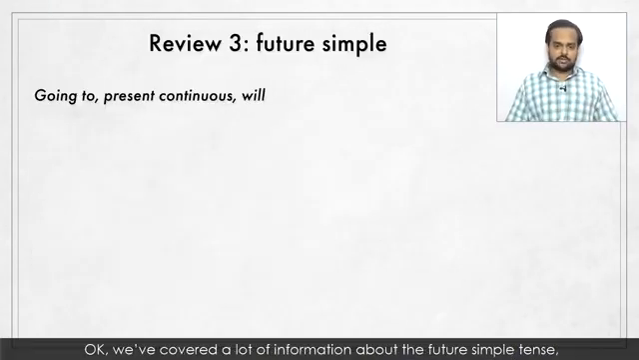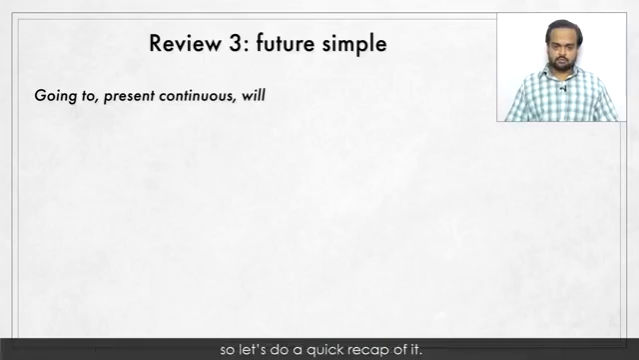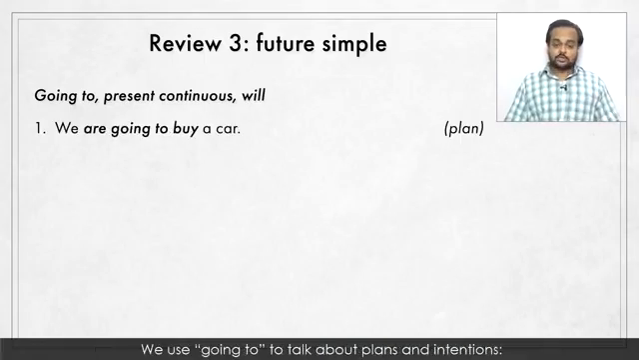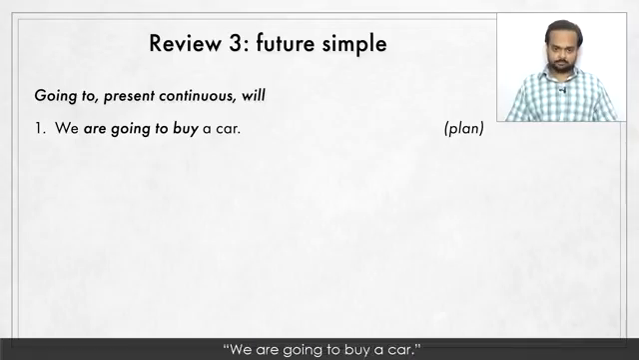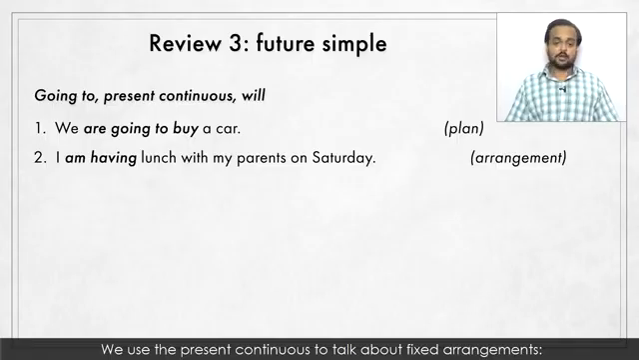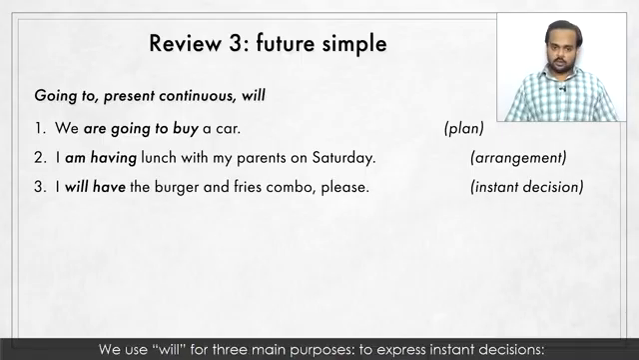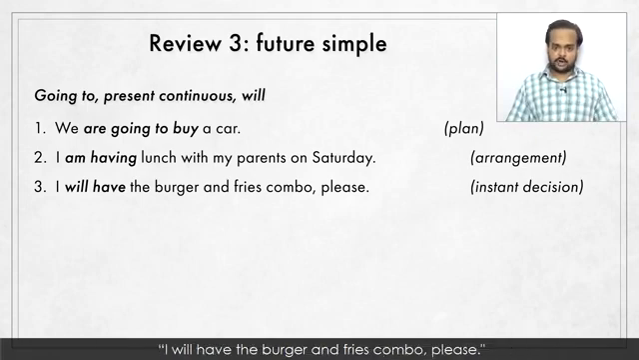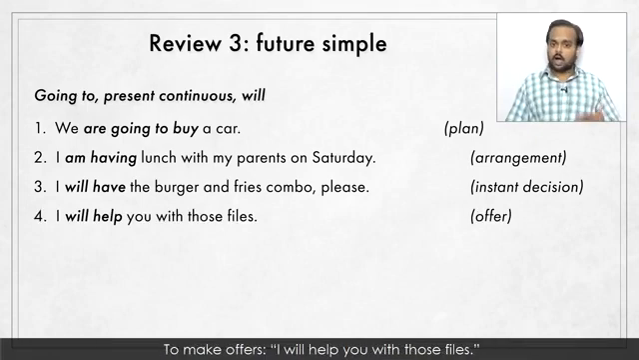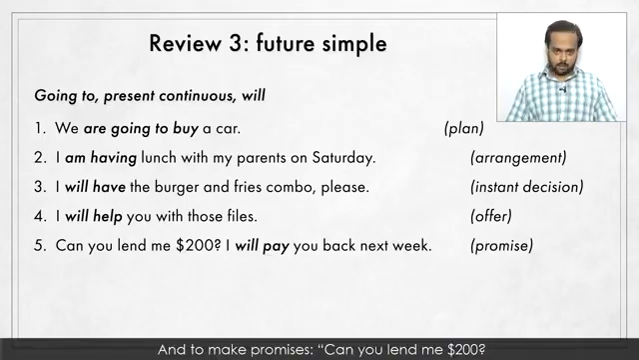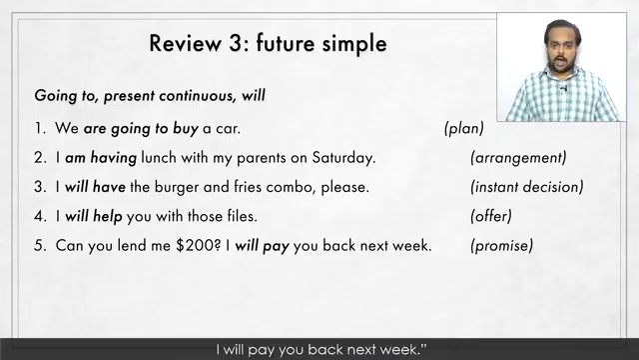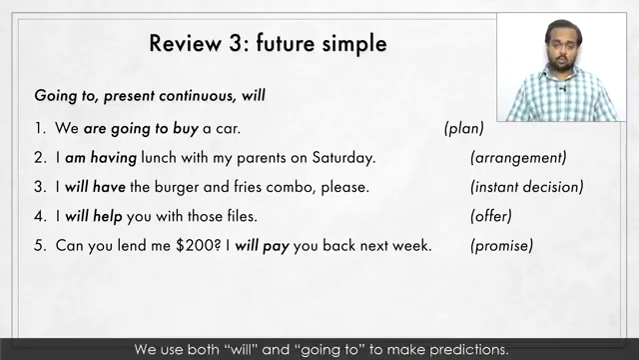Okay, we've covered a lot of information about the future simple tense, so let's do a quick recap of it. We use going to talk about plans and intentions. We're going to buy a car. We use the present continuous to talk about fixed arrangements. I'm having lunch with my parents on Saturday. We use will for three main purposes. To express instant decisions, I'll have the burger and fries combo please. To make offers, I will help you with those files. And to make promises. Can you lend me $200? I will pay you back next week. We use both will and going to make predictions.